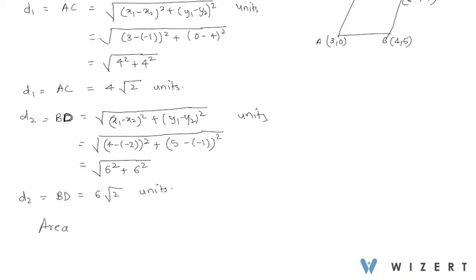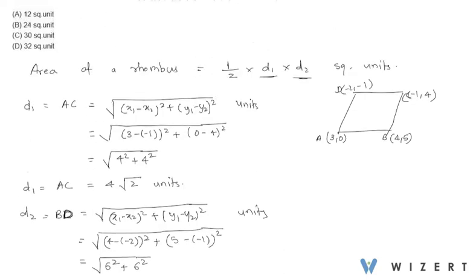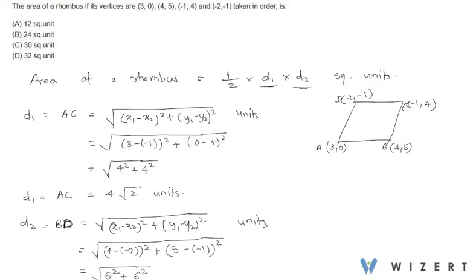And thus area will be equal to half into AC into BD, which is equal to half into 4 root 2 into 6 root 2. Now we know root 2 into root 2 is 2. So this will cancel out with this 2 in the denominator, and the area is 6 fours are 24 square units. Let's see what are the options. Yes, answer is option B, 24 square units.